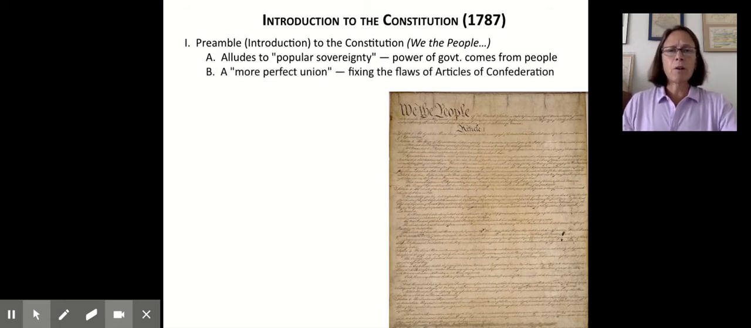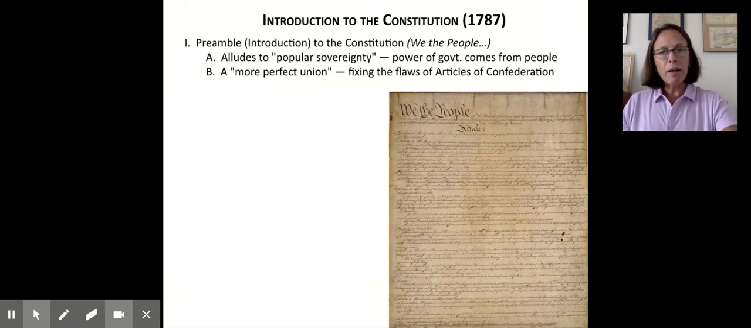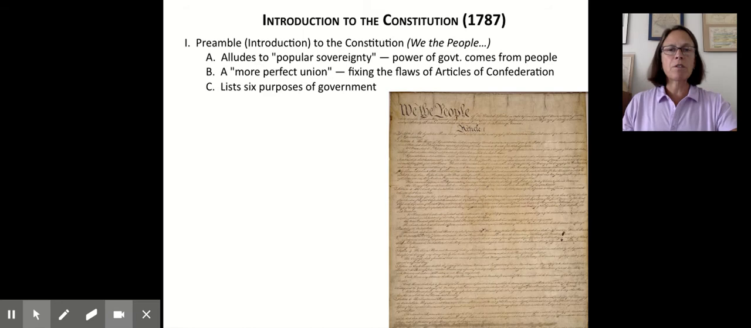It also talks about a more perfect union. The Constitution is actually our second government. Our first one was the Articles of Confederation, which you might remember from last year, was successful in getting us through the American Revolution in the first 8 or so years of our country, but it did have a lot of problems. And so instead of trying to fix that document, the Founding Fathers decided that, you know what, why don't we just get rid of it and we'll start fresh with the Constitution. And then finally, in the preamble, it lists the 6 purposes of government: to establish justice, ensure domestic tranquility, etc.